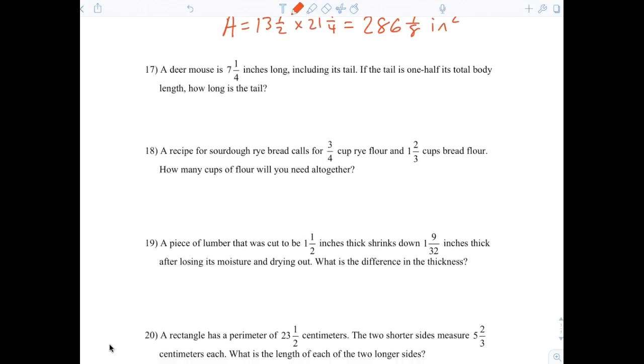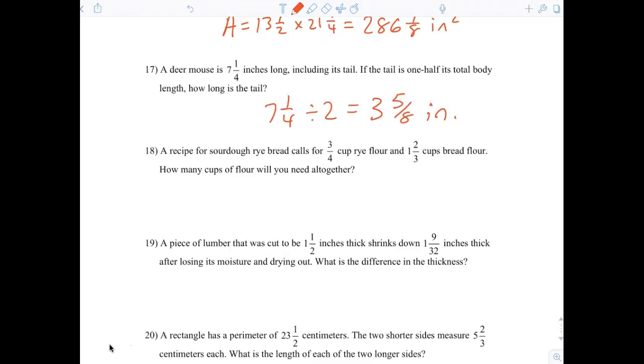A deer mouse is 7 1/4 inches long, including its tail. If its tail is half its total body length, how long is the tail? You're awesome, buddy. 7 1/4 divided by 2, and I'm here for you to tell me what that answer is. How much? 3 5/8 what? Very nice work. 3 5/8 inches. Very good.